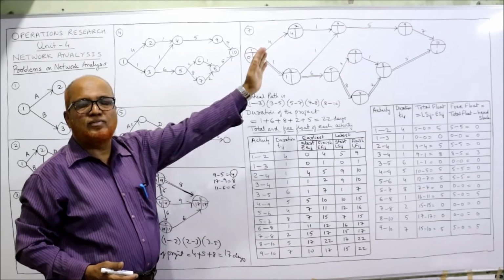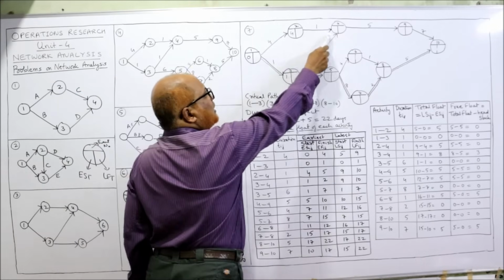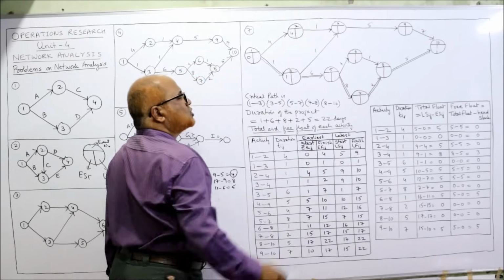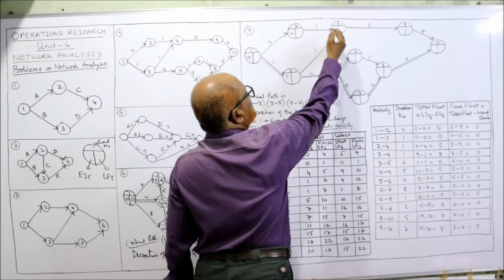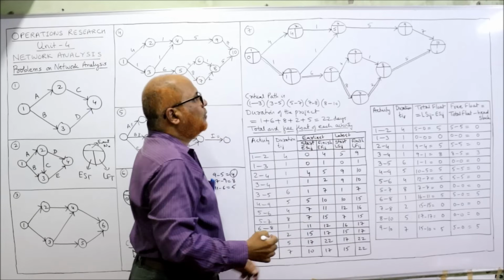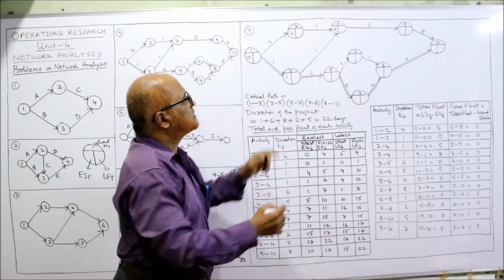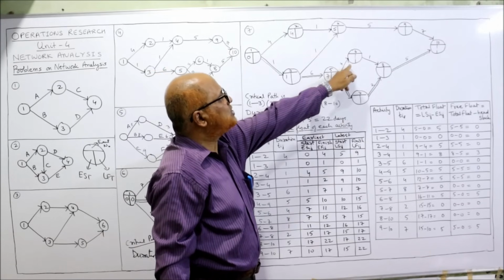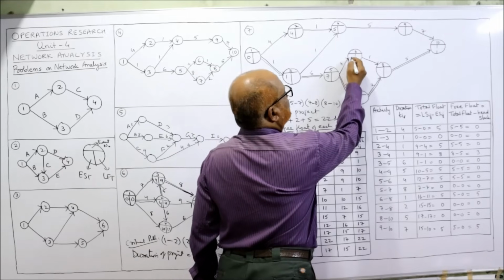So in the forward pass, we are going from first to last. Maximum. Two arrows are merging. So 4 plus 1 is 5, or 1 plus 1 is 2. Whichever is higher, 5 is higher. 4 plus 1, 5. Right? How many arrows are merging here? Only one arrow is merging. 1 plus 6 is 7. Right? Here how many arrows are merging? Only one. So 7 plus 4 is 11.